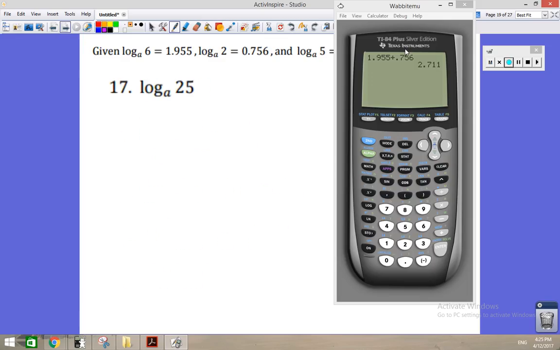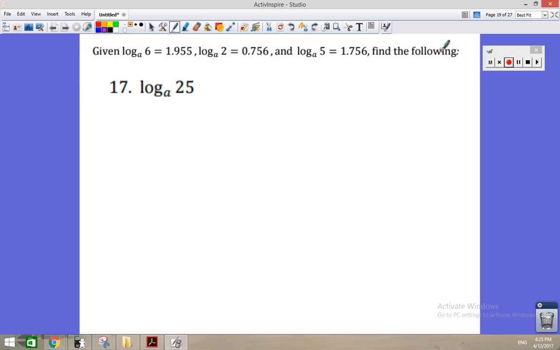Alright. Let's look at the next one. I've got 25. I need to rewrite this 25 using either 6, 2, or 5. I'm going to use 5. I know that the 25 can be rewritten as 5 squared. So I have a power rule that says if you have an exponent, that exponent can come down as a coefficient. And by substitution, it tells me what the log base A of 5 is.